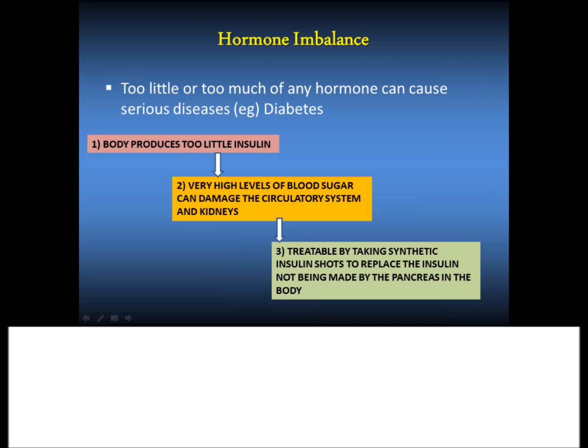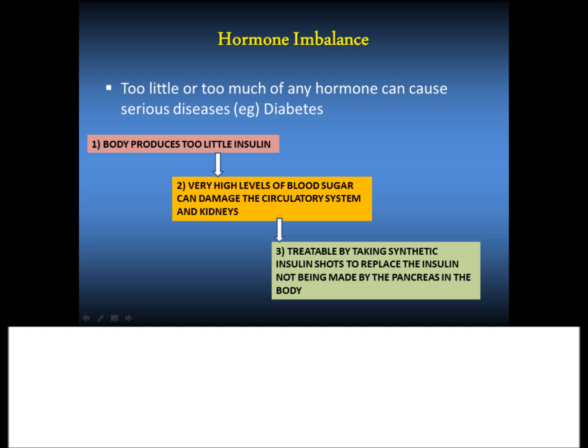Now, why is this hormone balance so important? So let's take a look at the opposite end of the spectrum when you have a hormone imbalance. So this is when you have too little or too much of any hormone. And remember, too little or too much is going to cause a serious effect and usually tends to lead to disease, as in the case of insulin.